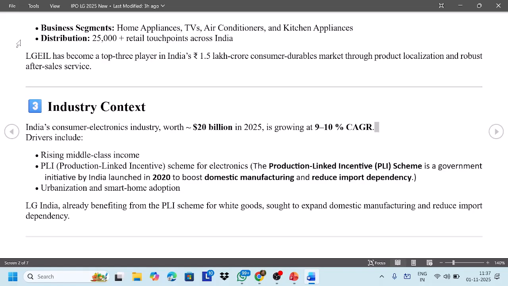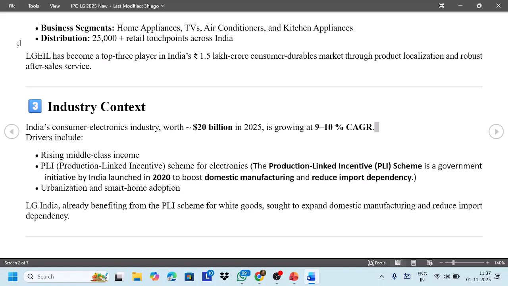Objectives of the issue. First, manufacturing expansion to establish new production lines for refrigerators and washing machines under PLI. R&D investment, strengthen AI-enabled smart appliance development in Bangalore lab. Debt reduction, repay high-cost borrowings to achieve debt-free status. Brand visibility, reinforce LG as an Indian-listed MNC. Parent monetization, partial stake sale by LG Korea for global portfolio realignment.